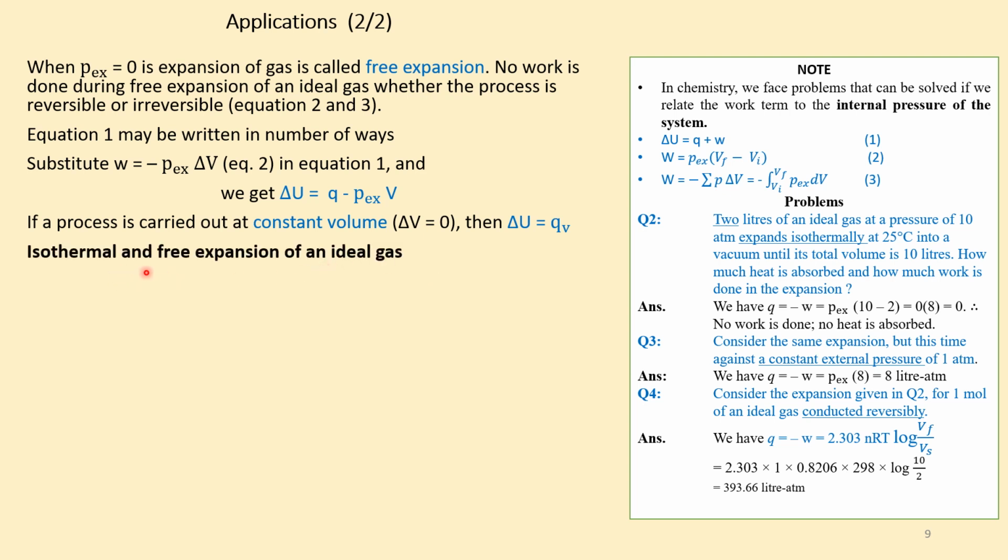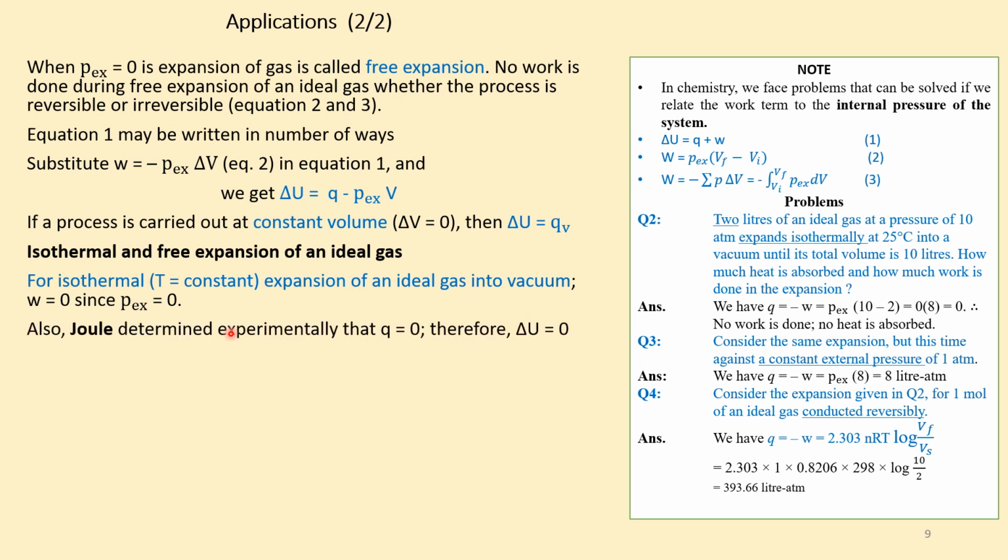Then we will discuss the case of an isothermal and free expansion of a gas. For isothermal, T is constant. Expansion of an ideal gas into vacuum: W is equal to 0 since PEX is equal to 0. Joule determined experimentally that Q is equal to 0, that is, transfer of heat is 0. Therefore, delta U is equal to 0.